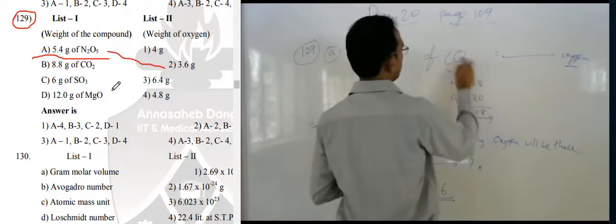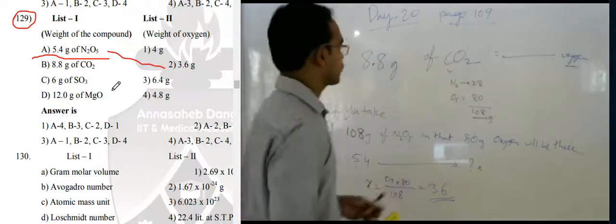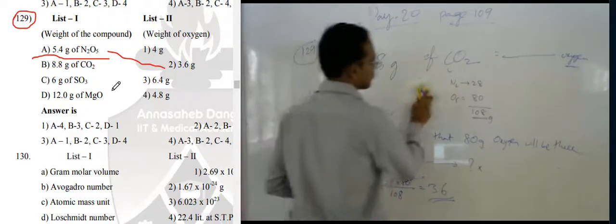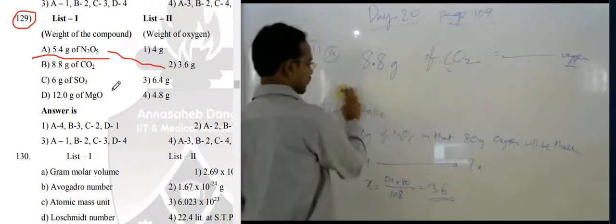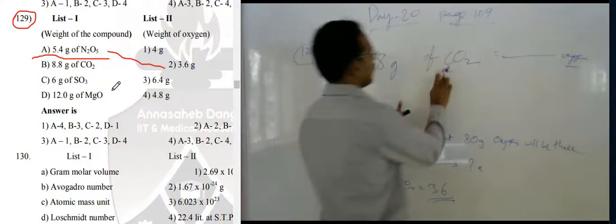In 8.8 gram of carbon dioxide, dash grams of oxygen is there. Yes, you do it. Same process, similar. I will write here one hint.